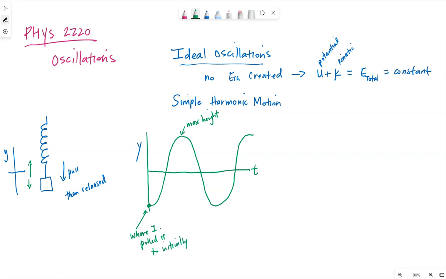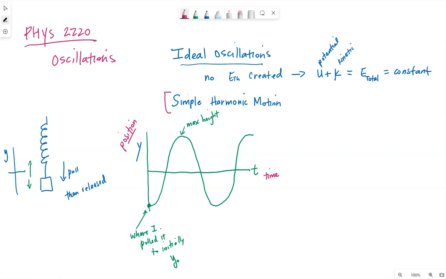Initially, this is my Y naught value. Now I'm using Y simply because the mass was oscillating vertically up and down. So this vertical axis is representing the position of the mass. The horizontal axis is our time, at what moment in time that we are seeing it or looking at it. So where the mass is at any moment in time.